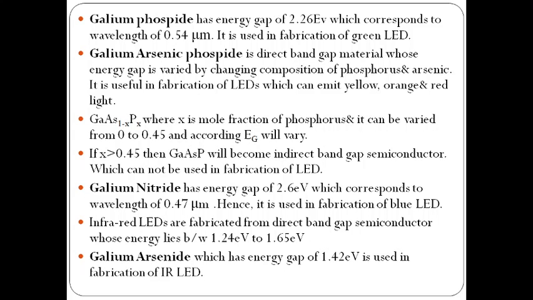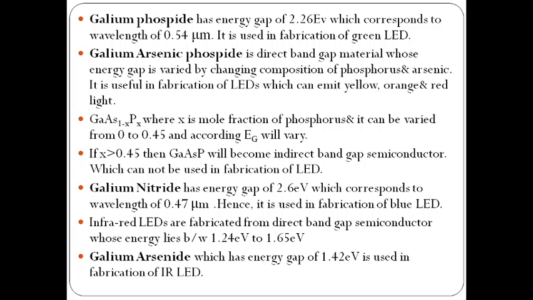We know energy equals 1.24 by lambda, so lambda equals 1.24 by the energy gap. We will get 0.54 micrometer. This 0.54 micrometer wavelength indicates the green color. So when you fabricate the PN diode using gallium phosphide material, it will emit green light. So it will act as a green LED, a green light emitting diode.